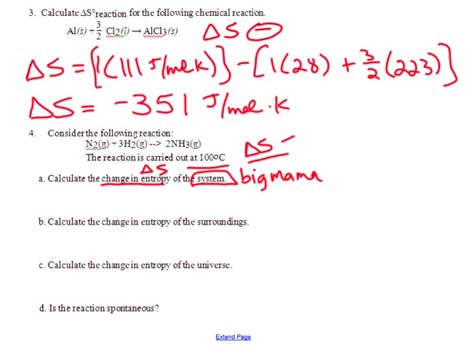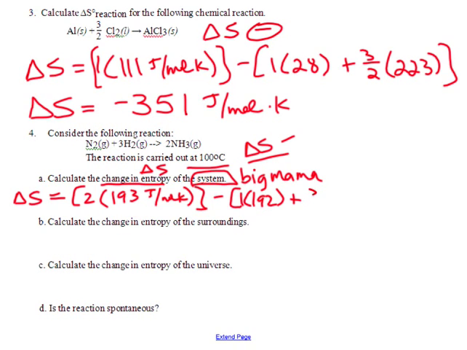All right, so if we're going to do products minus reactants, I went ahead and wrote it on the board. So delta S is equal to 2 times ammonia is 193 joules per mole K minus 1 times 192 plus 3 times 131. So go ahead and calculate that. They got negative 199. I want you to check it, though. Joules per mole K. Yeah, awesome.